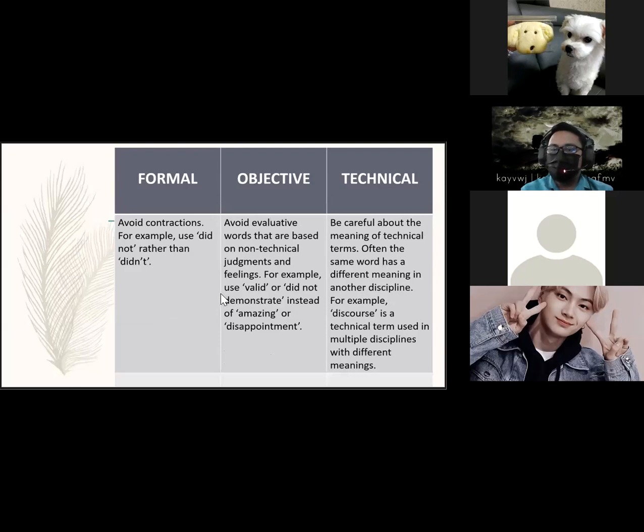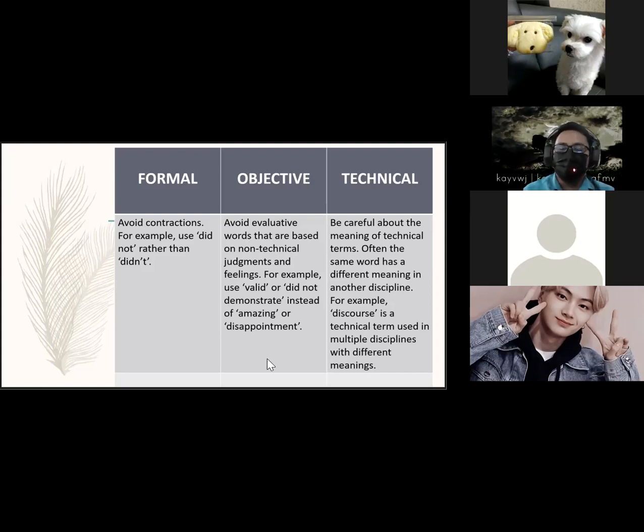Next again, when it comes to being formal, you should avoid contractions. For example, use did not rather than didn't. You know what contractions are naman, di ba? So dapat ginagamit natin is binubuo, hindi yung pinapaiksi. Did not rather than didn't. Should not rather than shouldn't. Would not rather than wouldn't. So refrain from using contractions.